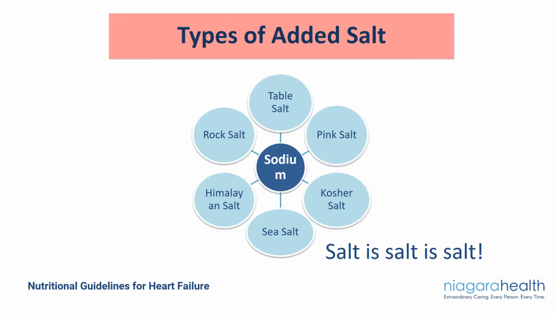Let's tackle added salt first. Added salt comes in many forms, the most common being table salt, but you may have heard of or tried others such as pink salt, kosher salt, sea salt, iodized salt, Himalayan salt, and rock salt. The key takeaway is that salt is salt is salt. None of these examples of added salt are better than the other. They will all contain roughly the same sodium content when measured by weight.